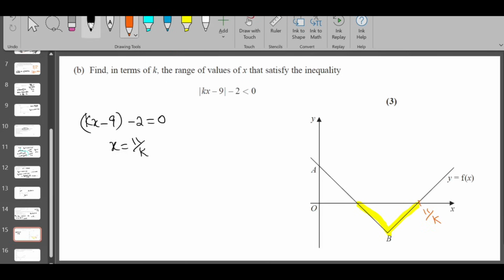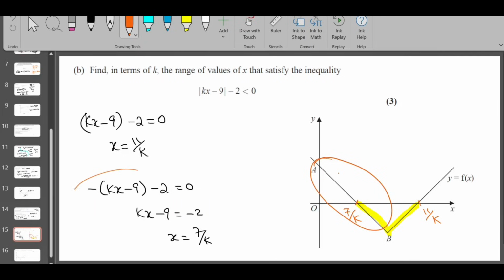Now take the negative argument. Minus of (kx minus 9), minus 2, is 0. So kx minus 9 is minus 2. So x is going to be 9 minus 2, 7 over k. This point will be 7 over k, because I have taken the negative argument here to solve it. Therefore the solution is 7 over k is less than x is less than 11 over k. That's the solution to this inequality.